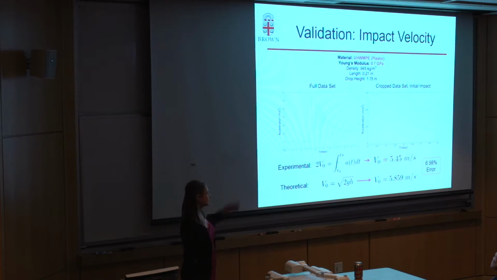The full data set is shown on the left, where the bar drops and then bounces several times with decreasing force each time until it just sits on the load cell. And the one on the right shows the data set cropped just for the first impact. In my test, I didn't have a sample. I just had the striker bar impacting the load cell directly for validation purposes. So I got the experimental impact velocity using this curve to be 5.45 meters per second, compared with the theoretical 5.859 meters per second. Thus, I had only a 7% error.